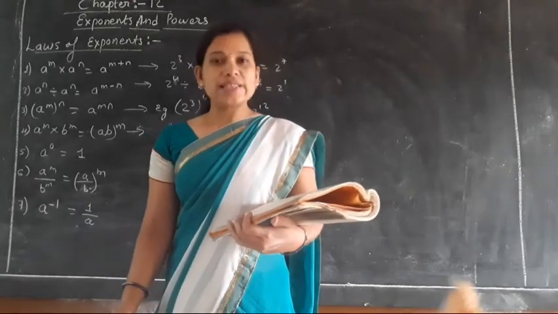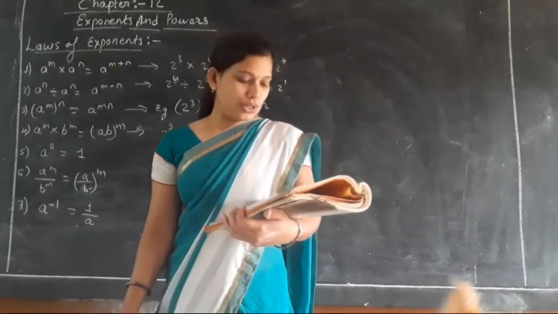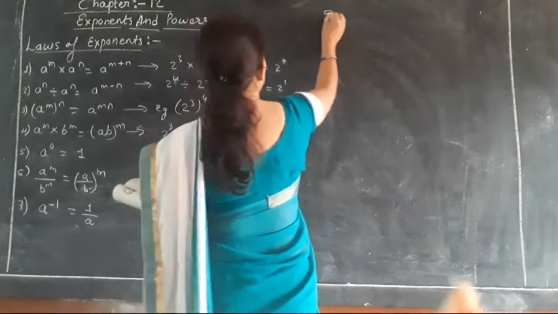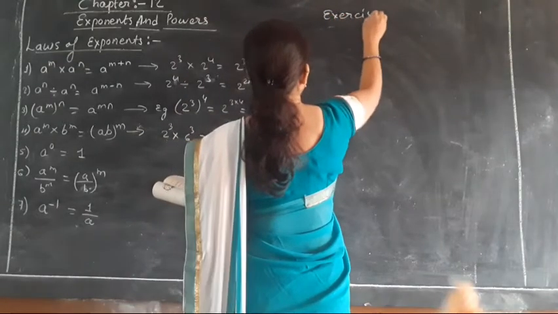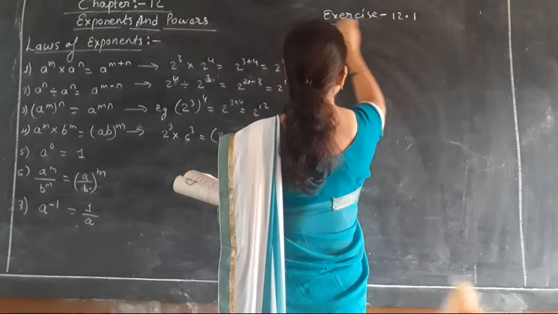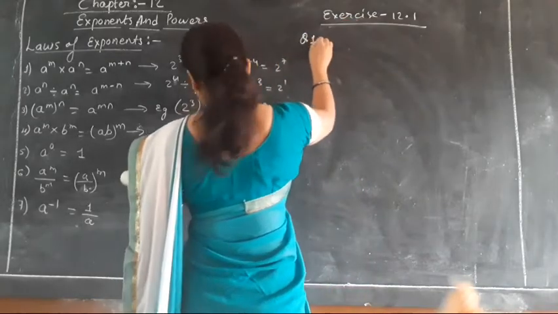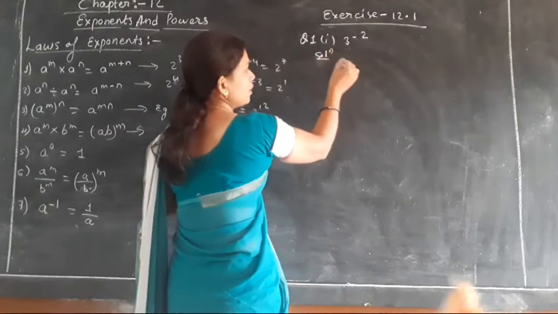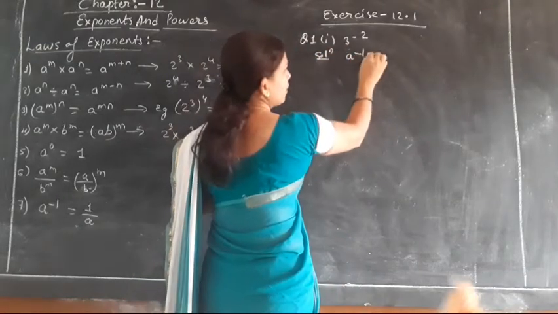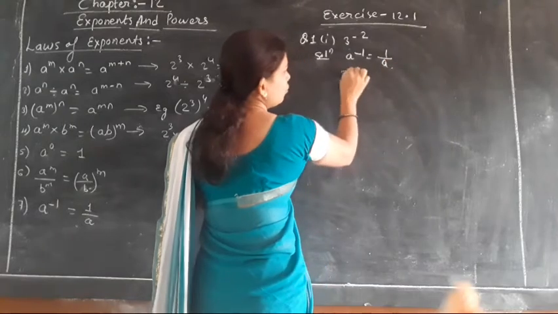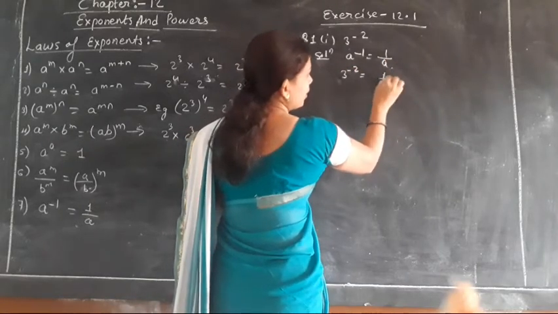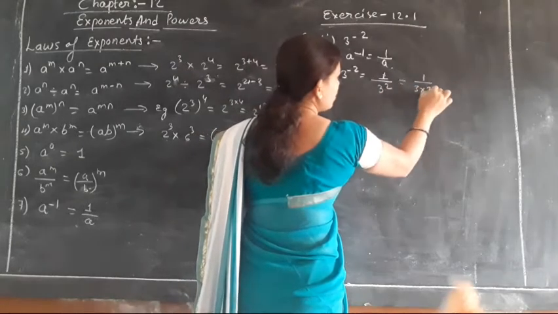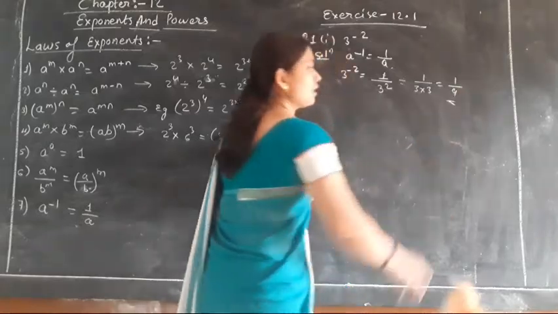So moving toward the exercise 12.1. First question, it is said that you have to evaluate 3 to the power minus 2. As 3 to the power minus 2, that means law of exponent a to the power minus 1 is equals to 1 upon a. So 3 to the power minus 2 can be written as 1 upon 3 to the power 2. So 1 upon 3 into 3, so it will become 1 upon 9, which is the required answer.